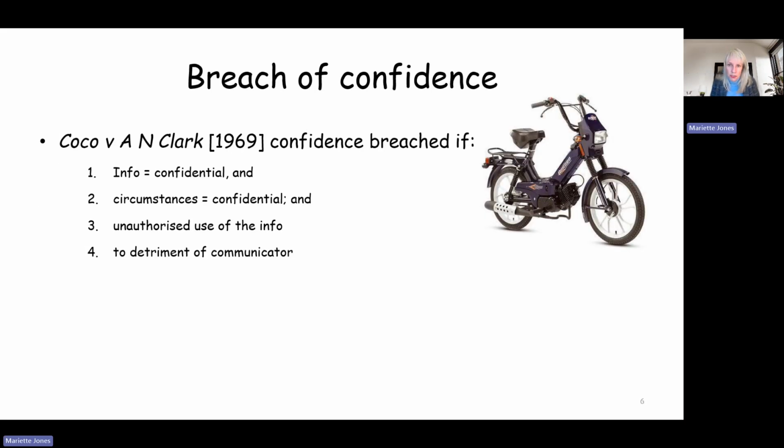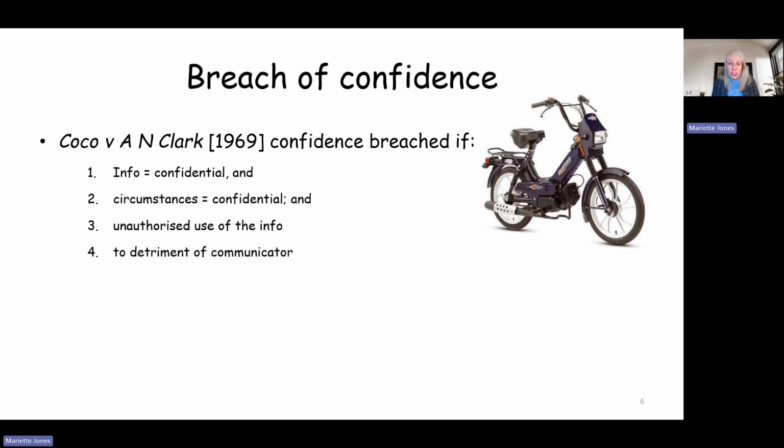Before the tort of misuse of private information existed, privacy claimants relied mainly on the traditional equitable tort of breach of confidence, whose core test came from or was illustrated in the case of Coco versus A.N. Clark in 1969. In this case, Mr. Coco had developed a prototype of a motor scooter engine.